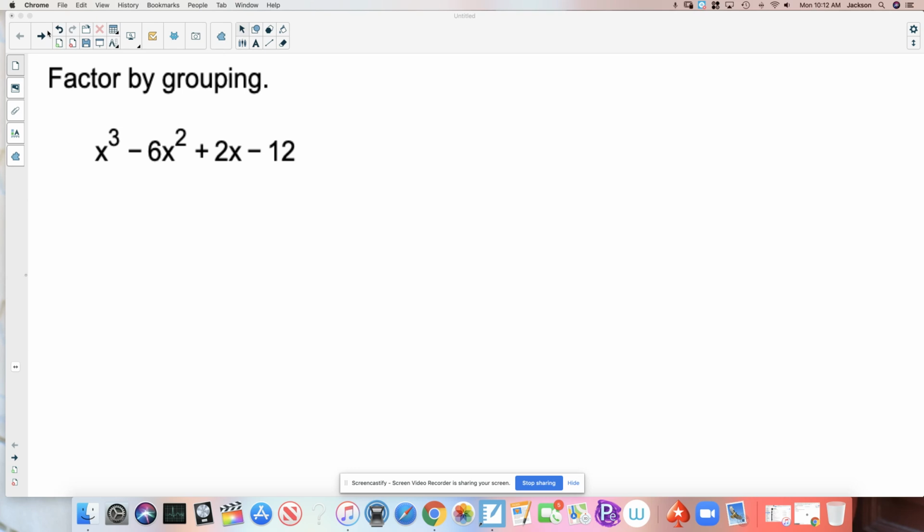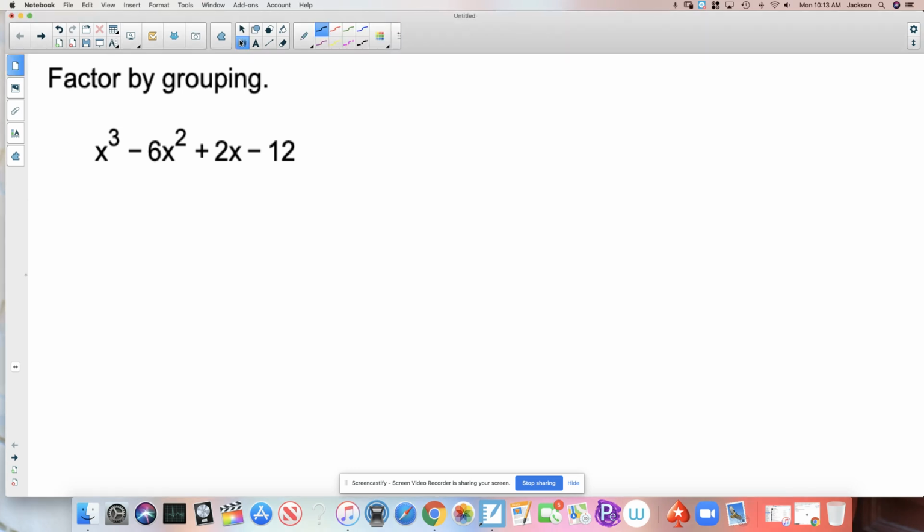Okay, let's talk about a factoring technique called grouping. First of all, when should we factor by grouping? One indication that you're going to do that is the existence of four terms in the expression. So this polynomial has four terms.